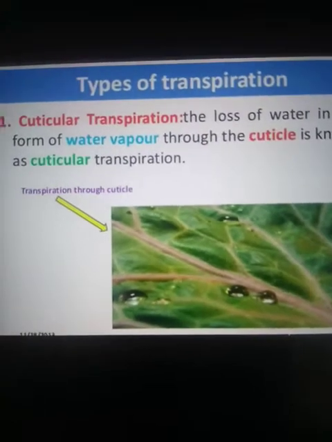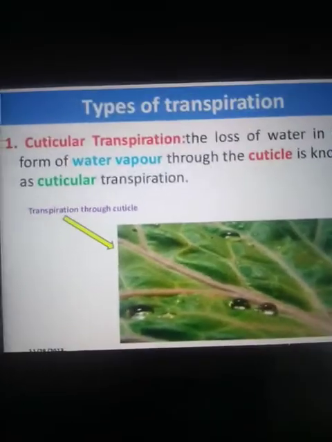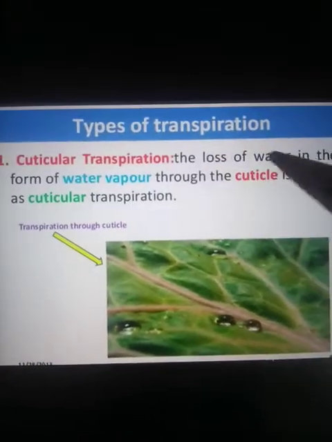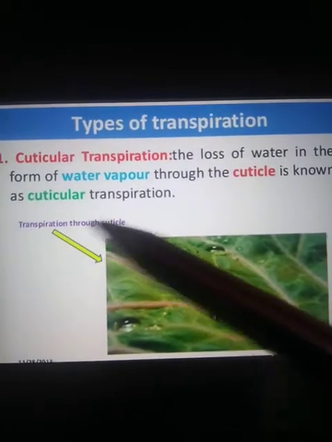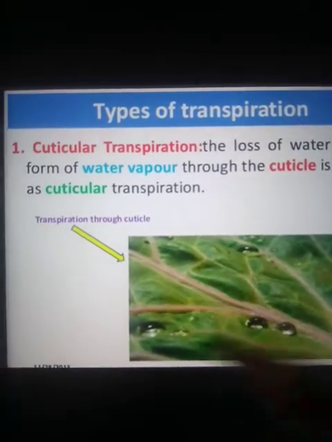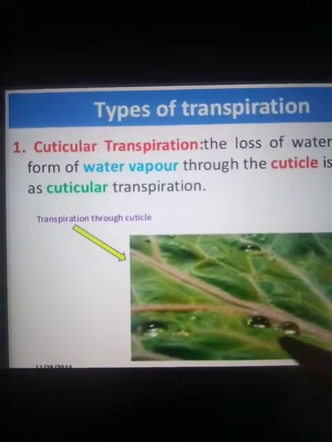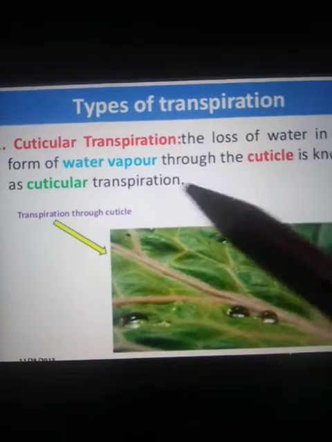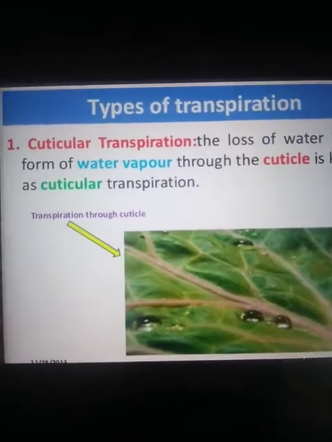The first one is cuticular transpiration. Cuticular transpiration is the loss of water in the form of water vapor through the cuticle. You can see on the leaves, this cuticle is generally present on the upper surface, and you can see small droplets of water. These were coming out through the cuticle of the plant, and this transpiration is known as the cuticular transpiration.